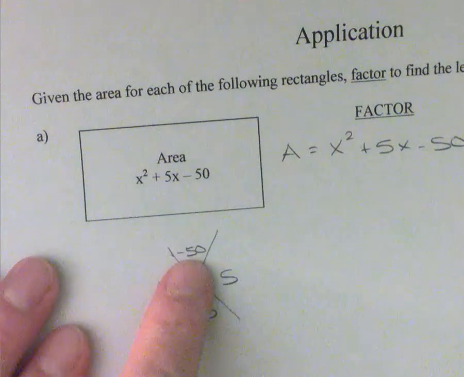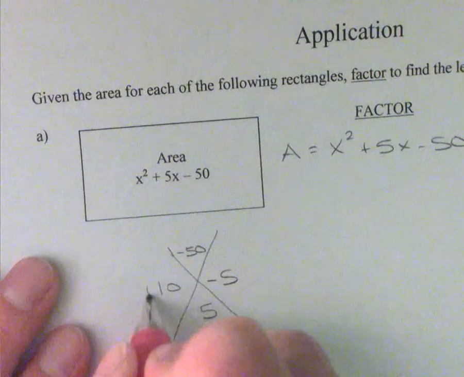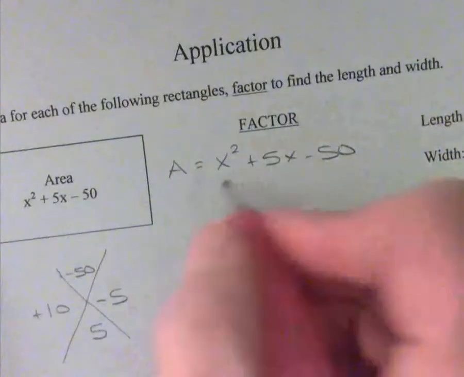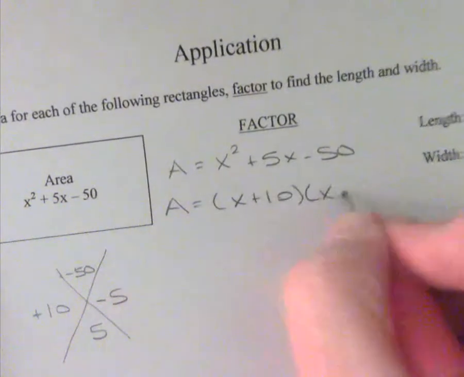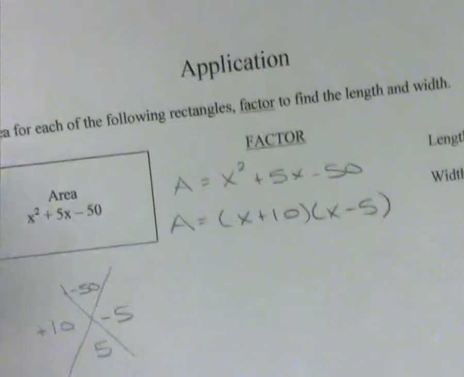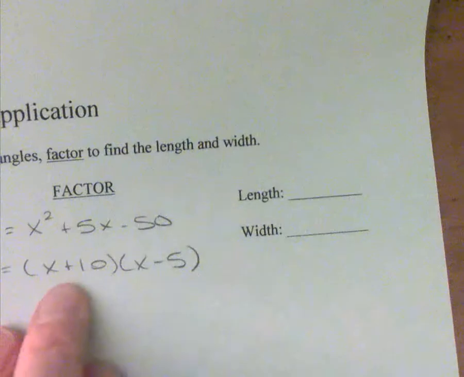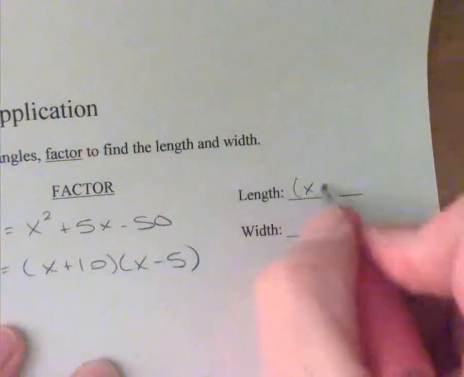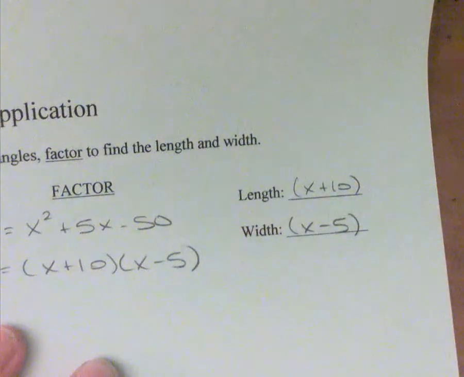I need minus 50, and I need a positive 5. So that means 10 needs to be positive, and 5 needs to be negative. So I can say that the area is x plus 10 times x minus 5. The length is usually the longer side. So this one, if I put a number in for x, would be the bigger side. So I'm going to say the length is x plus 10. So that means the width is x minus 5.